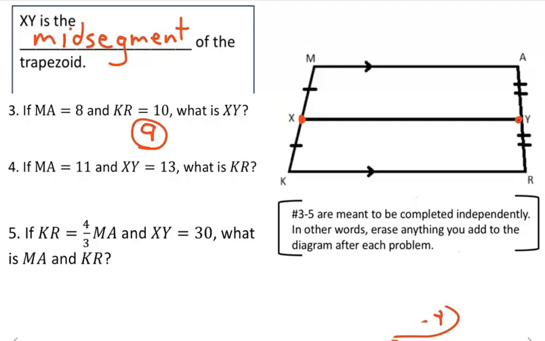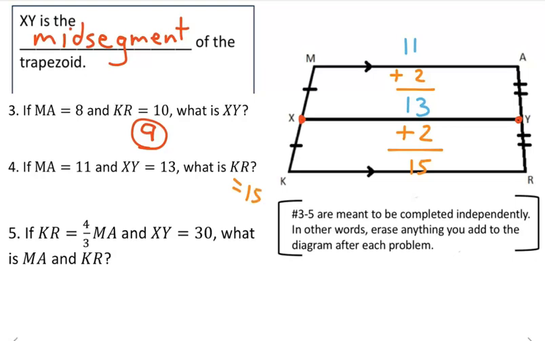Number 4, MA is 11. So notice the values changed. So that's what I mean by working these independently. All right, XY is 13. And then we want to find KR. So think about how far apart 11 and 13 are. 2 apart. So we can just add 2 and get 15 for KR.